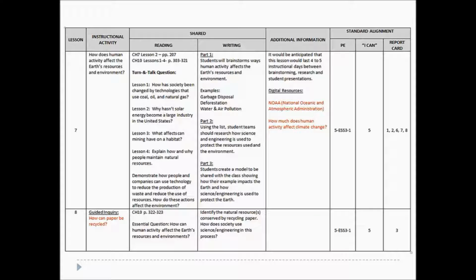The final performance expectation of this unit has students obtain and combine information about the ways individual communities use science ideas to protect Earth's resources and the environment. The text in Lesson 7 provides students a view into how humans interact with the 4 major Earth systems and how we might use science and engineering to minimize our impact. In How Can Paper Be Recycled, Lesson 8, students are experiencing one type of way that science has been used to protect Earth's resources.